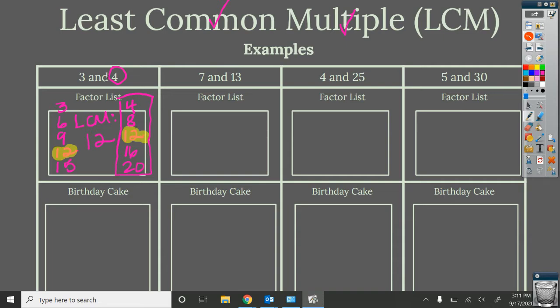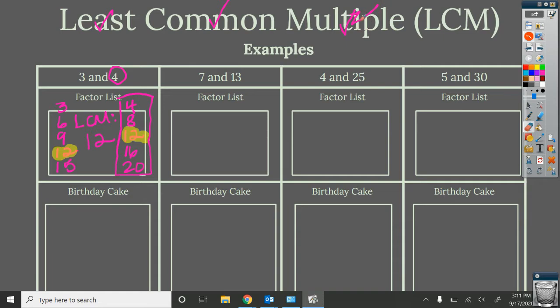At each stage, I could have just gone back and said, does 3 go into 4 evenly? No. Does 3 go into 8 evenly? No. Does 3 go into 12 evenly? Yes. That's my smallest multiple that these two numbers have in common, okay? So that's kind of how you do this.